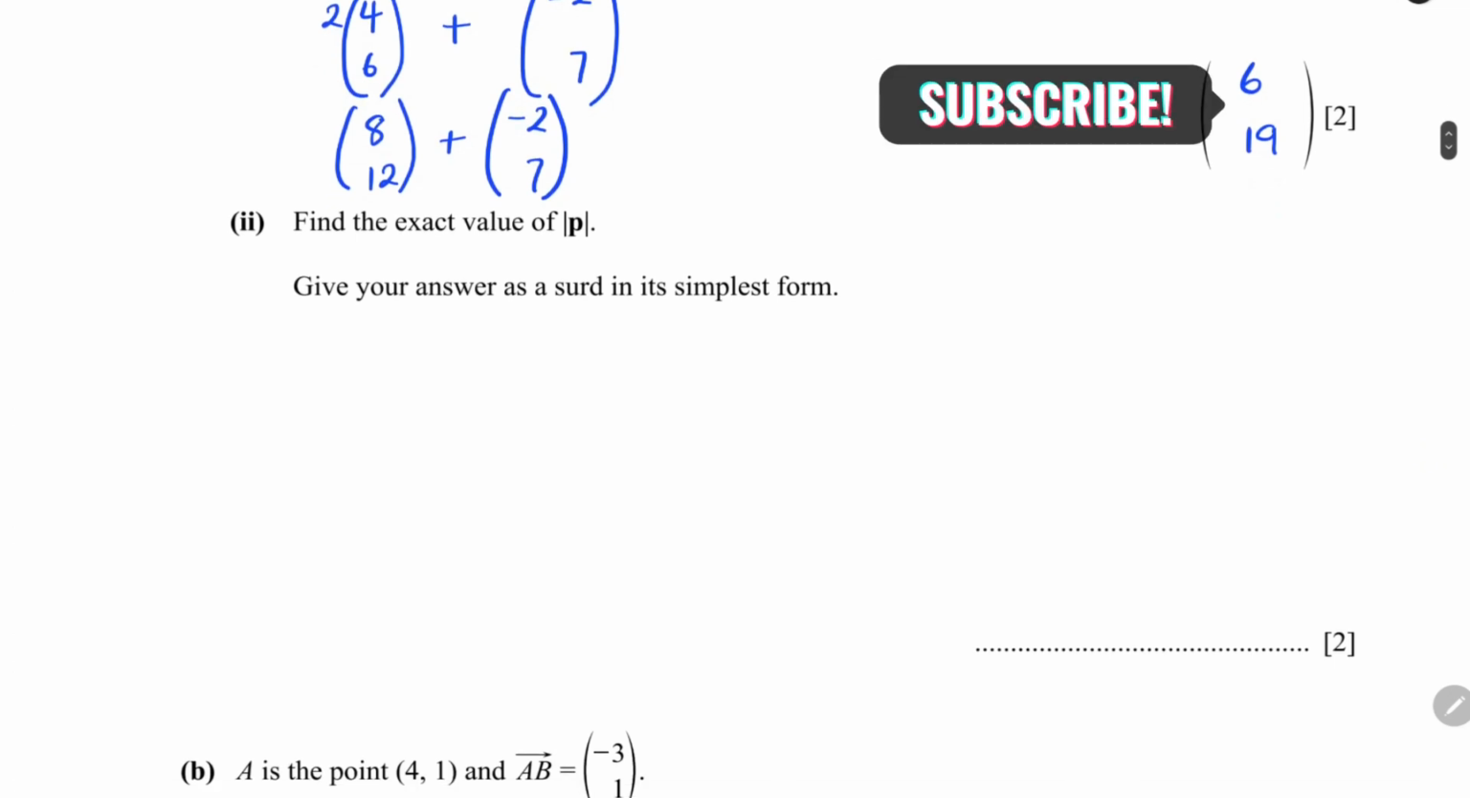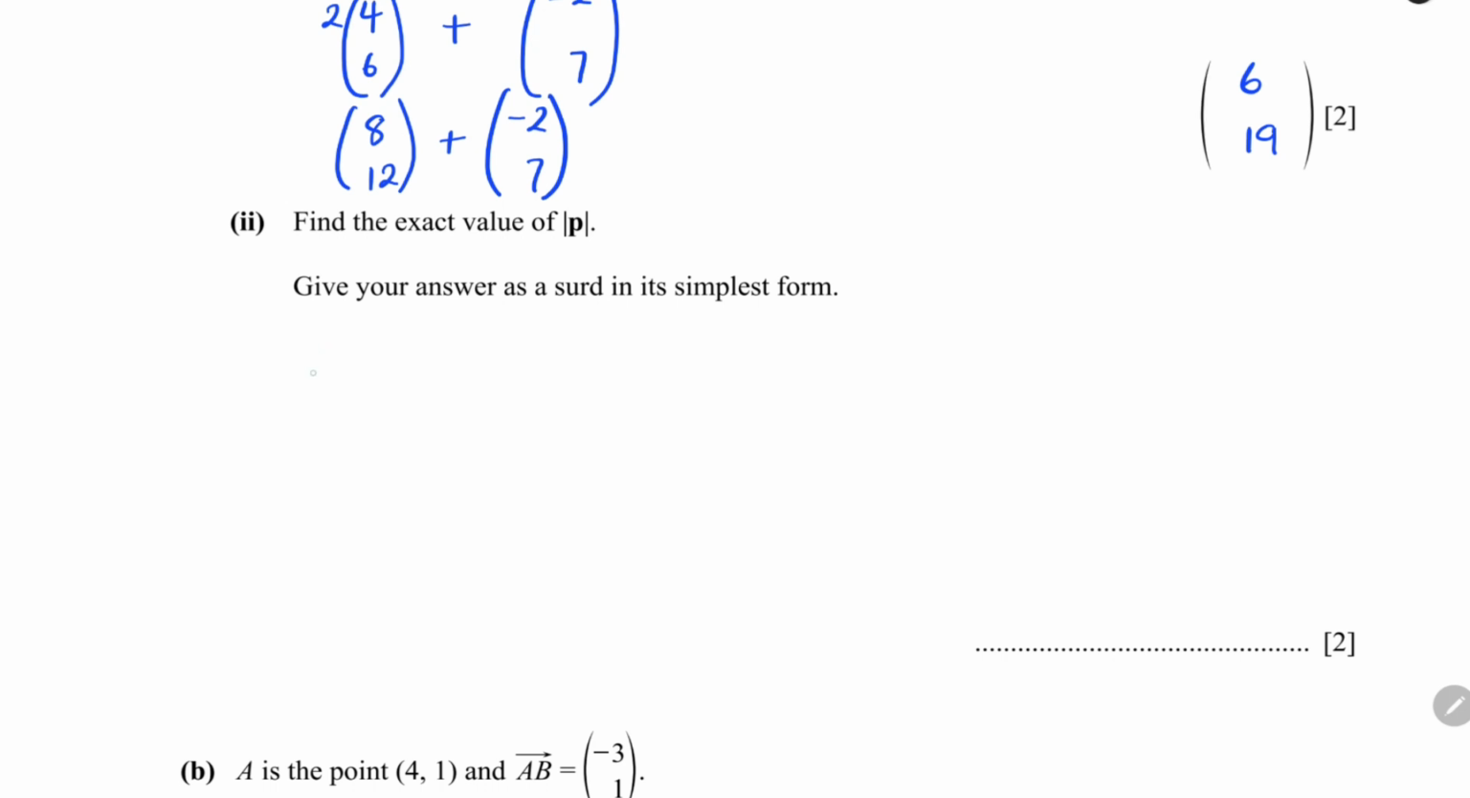Now we're asked to find the exact value of the modulus of p. The modulus of p is just telling you the magnitude of vector p. The magnitude of a vector is given by the square root of its x component squared plus its y component squared. Just imagine you're finding the hypotenuse of a right-angled triangle.